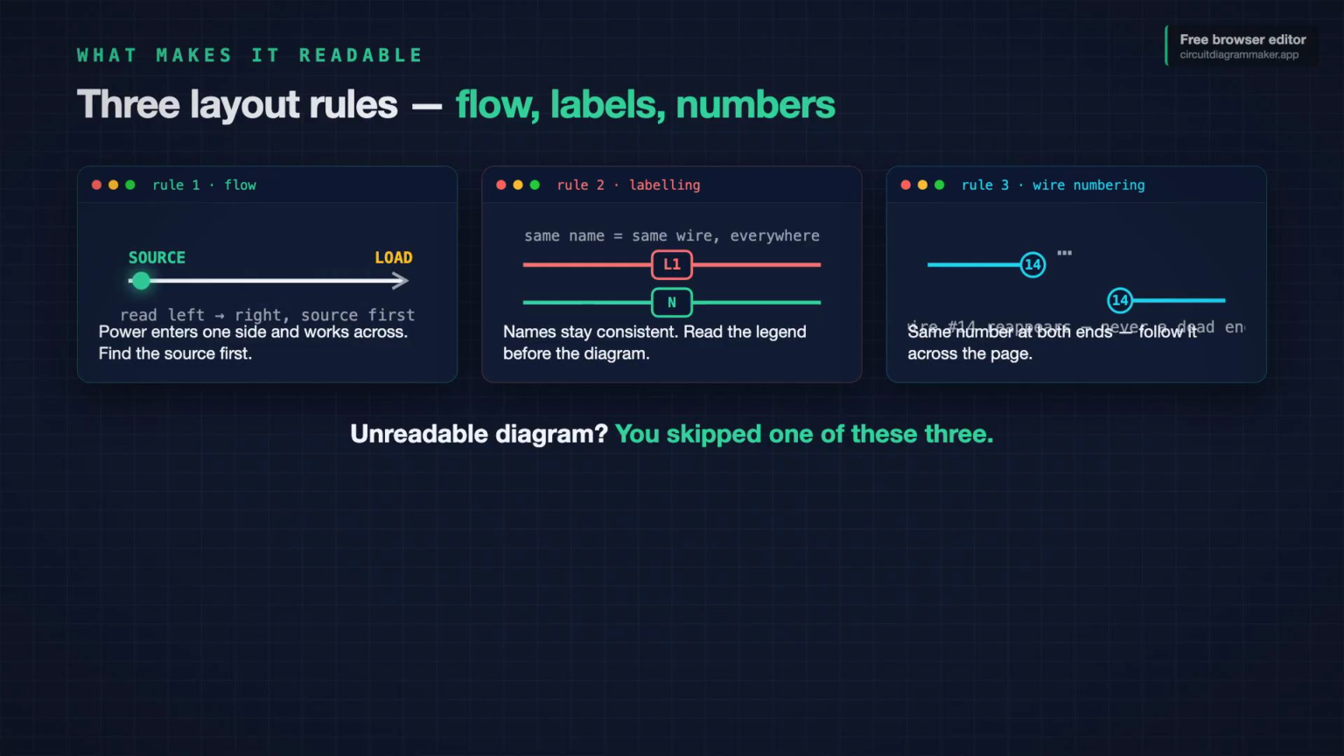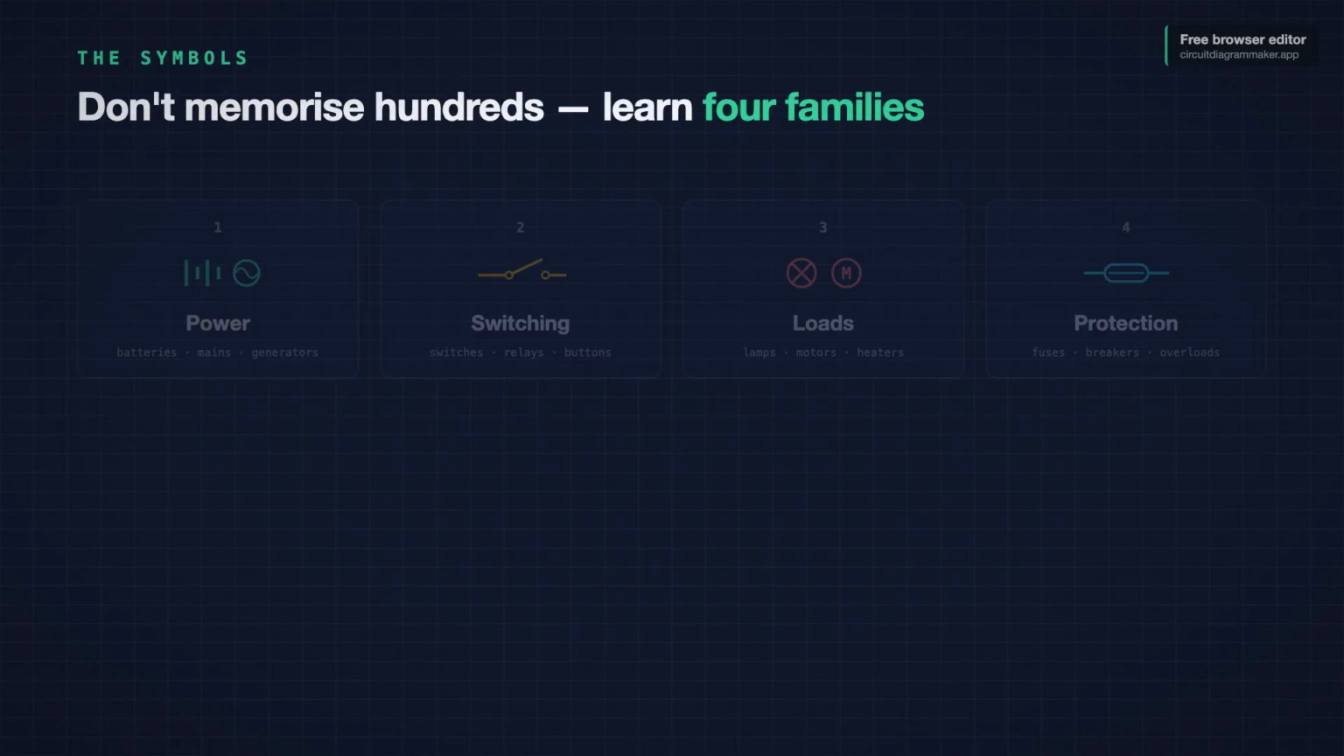One more layer, and you are genuinely dangerous: the symbols. You do not need to memorize hundreds of them. They fall into just 4 families, and once you can see the families, every new symbol slots straight into place. Family 1 is power: batteries, main supply, generators, anything that pushes current into the circuit. This is where every trace begins.